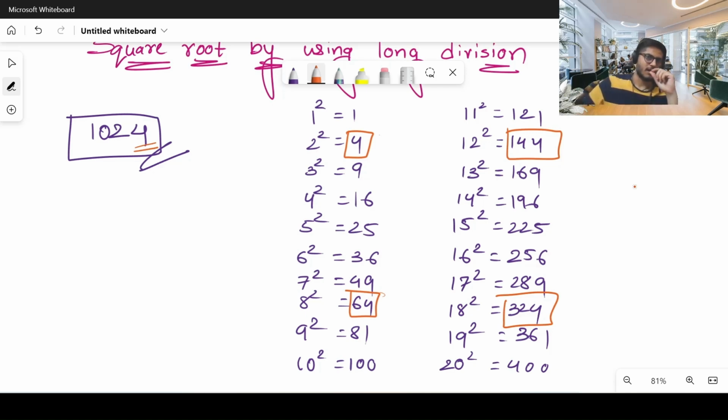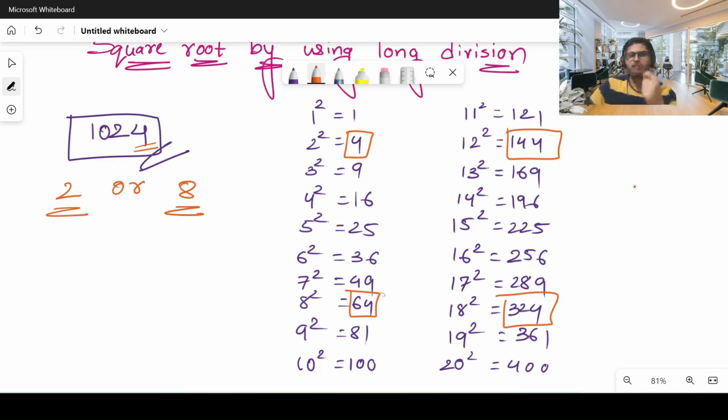That means what I can conclude here is that any number which is ending with 4, its square root will either end with 2 or it will end with 8. Now this was a very important property you must have studied in your 8th standard. Okay, no worries, but this was what I just wanted to show you.